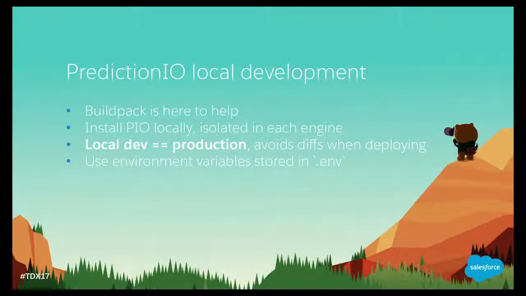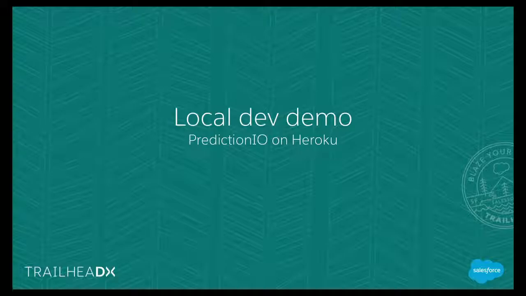So by using the Buildpack, we're going to help you install PredictionIO locally for each engine individually so that you have the exact same dependencies locally as when you deploy to Heroku. And that includes how we configure the app. We use environment variables stored in a .env file locally. This is another pretty normal thing with Heroku, as Heroku uses this config variable, environment variable system to configure apps. So let's actually take a look at what local development looks like.